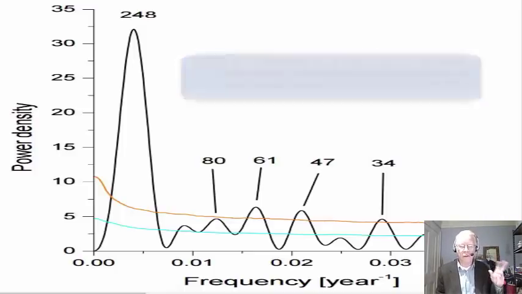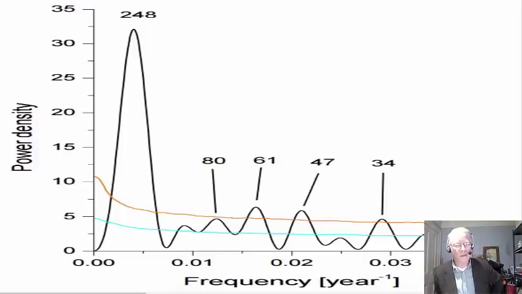Now the really important ones for us are the 248-year climate cycle, the de Vries Suess climate cycle, the 80-year climate cycle, which is the Gleissberg, and the 61-year Yoshimura cycle. These three are the main ones that we need to concentrate on and which dominate the climate over the last 200 or 300 years and still dominate it today.